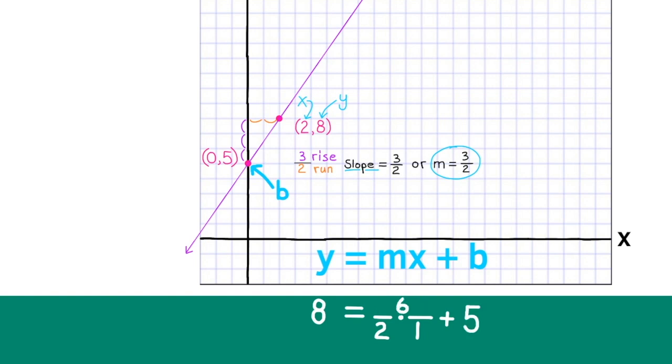3 times 2 is 6, and 2 times 1 is 2. 6 divided by 2 is 3. 3 plus 5 is 8. And 8 does equal 8. We know that this set of coordinates will fall on the line.